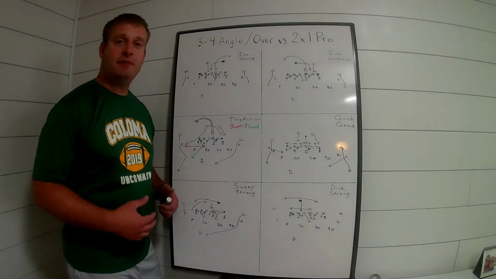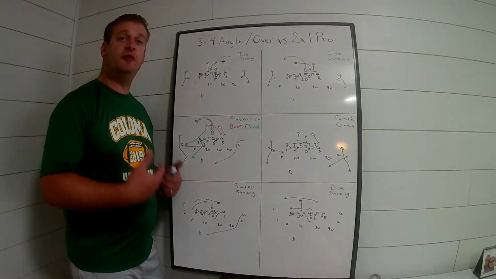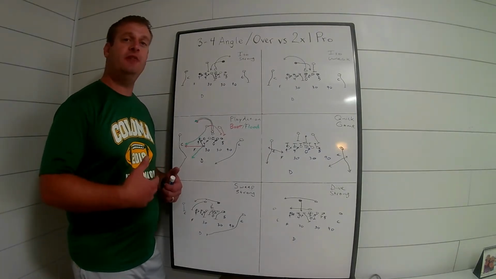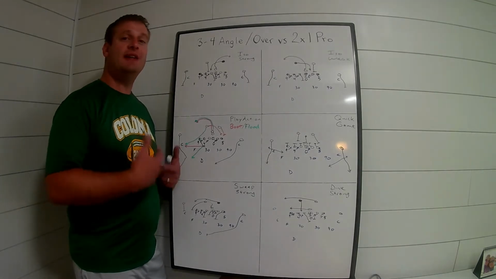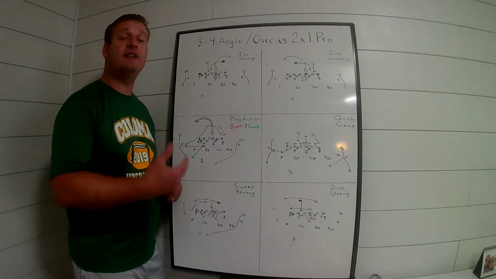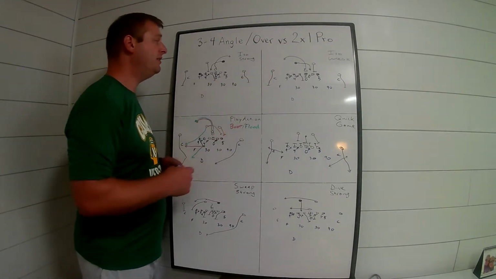So in this First and 10 Monday, we're going to talk about using a 3-4 angle call or an over-front concept against a 2x1 pro. This is a follow-up to a previous First and 10 Monday weekly game plan where I talked about using a 3-4 slant call or under-front concept, defending the same 2x1 pro offense. Top plays were ISO strong and ISO weak.